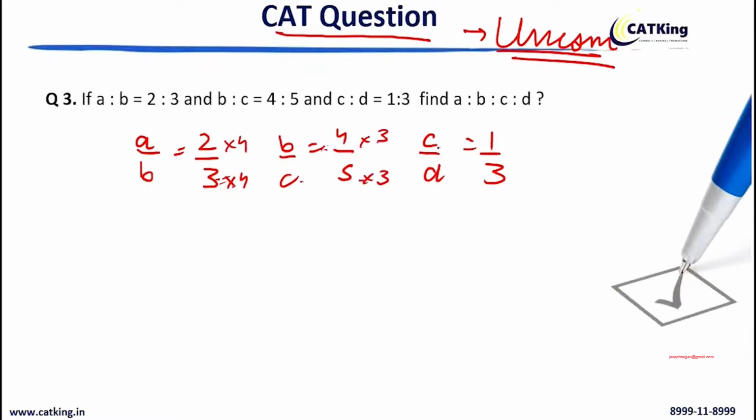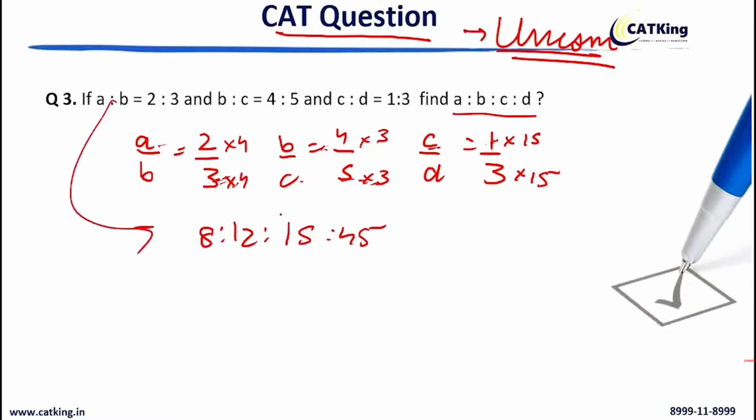C is 15 here, C is 1 here. So I have to make this 15 also. Multiply this by 15, multiply this by 15. What is the value of A is to B is to C is to D? A is 8, B is 12, C is 15, D is 45. I hope you might have covered all this in your basic lectures. So this is your ratio of A is to B is to C is to D. This is a conventional method where you take the LCM.